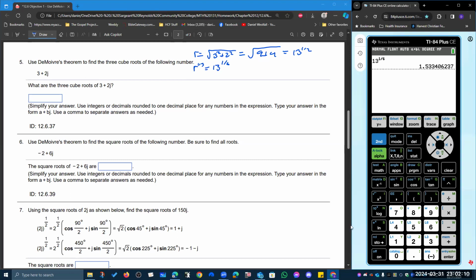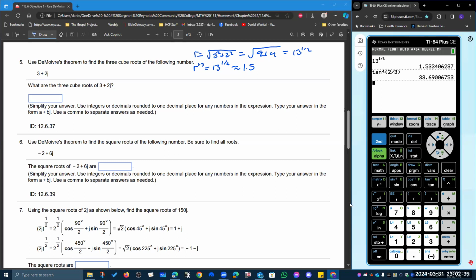Let's take 13 to the 1/6 power, and we'll approximate that to 1 decimal point, which is 1.5. And now let's find our theta value, that's our reference. So we're going to find arctangent of 2/3. We are in quadrant 1, so it's returning the proper angle here.